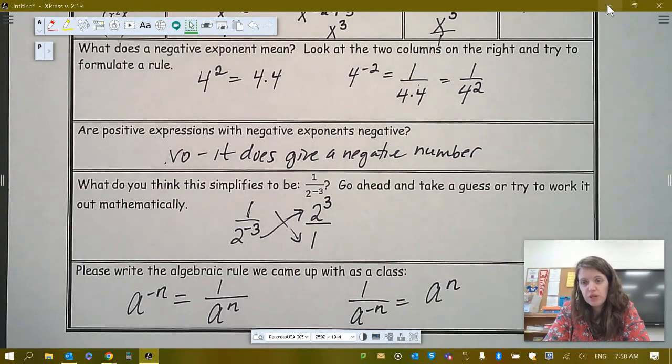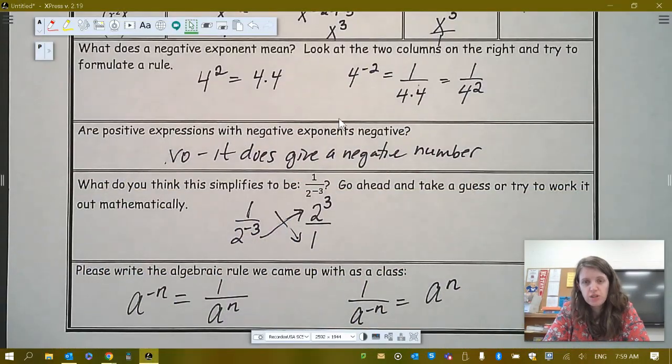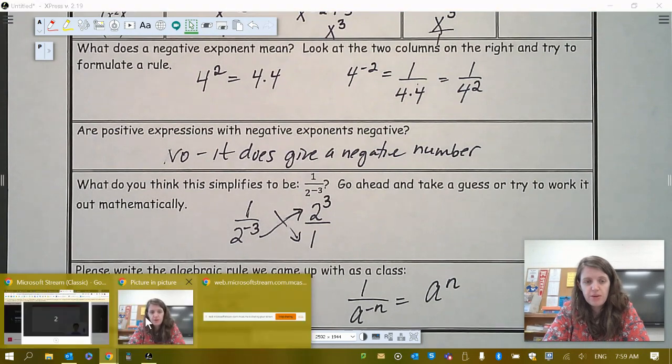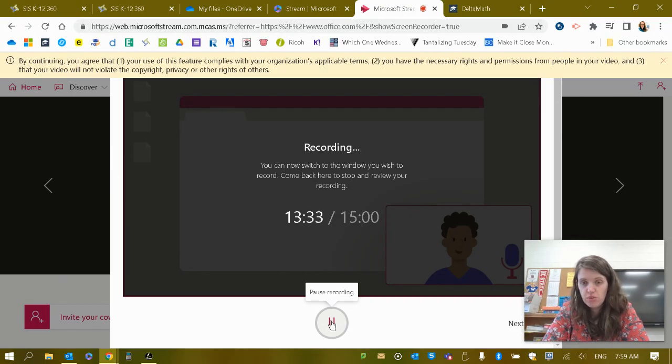So negative exponents are kind of confusing when you first start looking at them, but I think once you try some of the practice, you'll start to feel a little bit more confident about it. So give it a try. And this is the last big note section. So we'll do some review and take our quiz next.